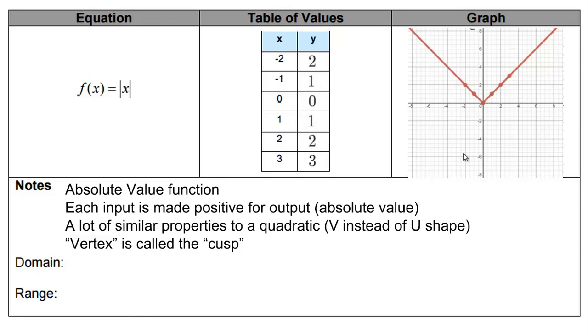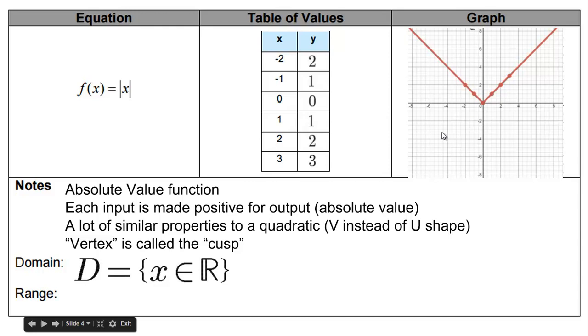Instead of the vertex, we don't call it a vertex for the absolute value. We call it a cusp. That's a word that's going to come up again in calculus. It's very important for derivatives in calculus. The domain's all real numbers, just like the parabola, and the range, just like the parabola, is greater than or equal to 0, just like the quadratic. Okay.